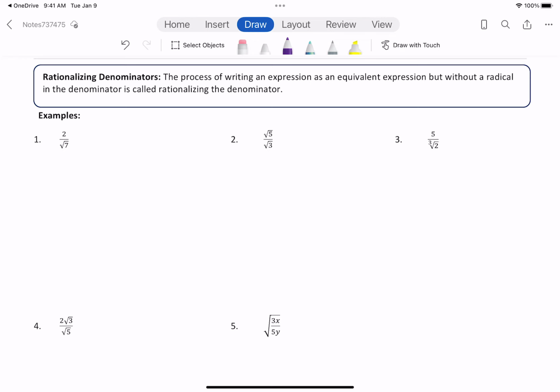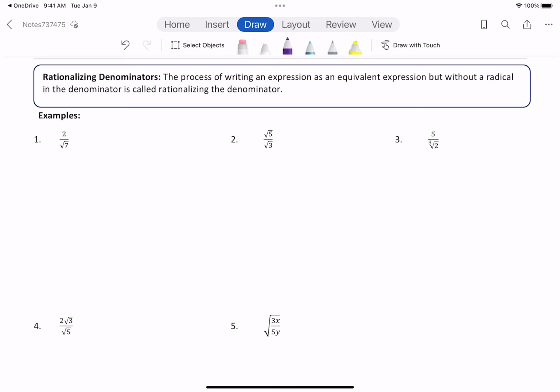Alright, the next thing we're going to look at is rationalizing denominators. And this is the process of writing an expression as an equivalent expression, but without a radical in the denominator. Somewhere along the way in math, someone decided that we don't consider an expression with a radical simplified if there is a radical in the denominator. So anytime we have a radical in the denominator, we're going to need to do this rationalization process.